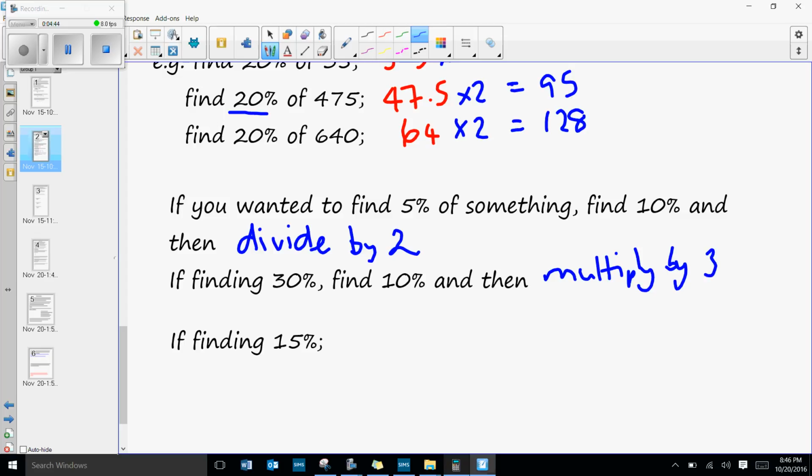15% may sound challenging. You've got a couple of options here. You could find 30% and divide that answer by 2. Alternatively, you could find 10%. You could then find 5%. You could then add those answers together to give you the required 15%.